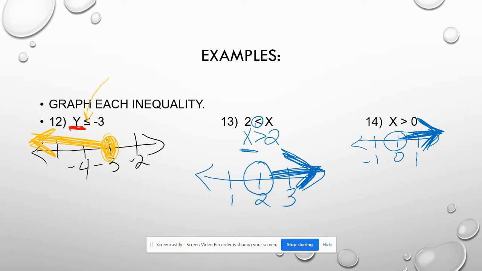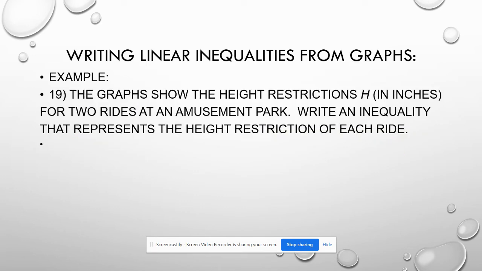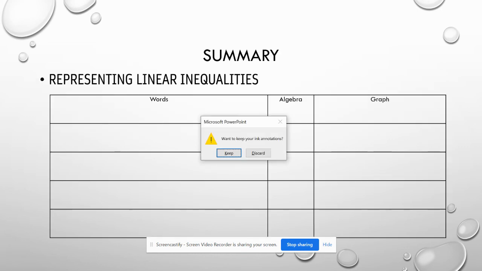For the Try in 15 to 18, even hours do the even numbers, odd hours do the odd numbers. Writing linear inequalities from graphs. So we have that problem that we will do in class together. And our last part is our summary.